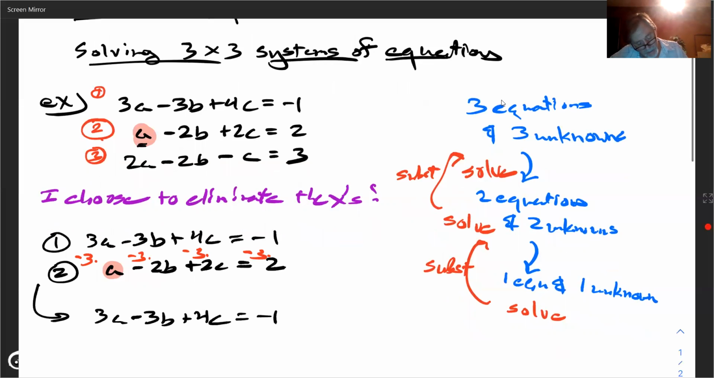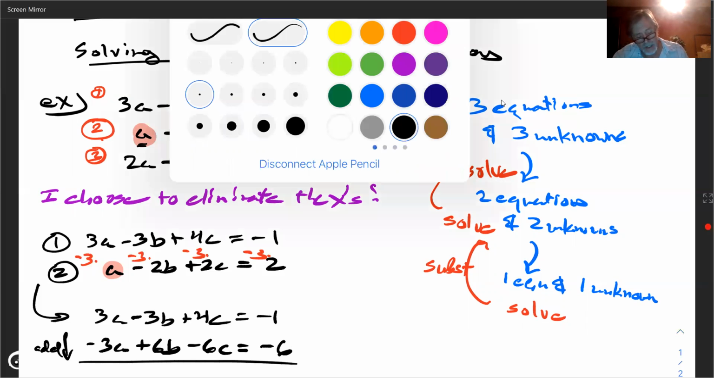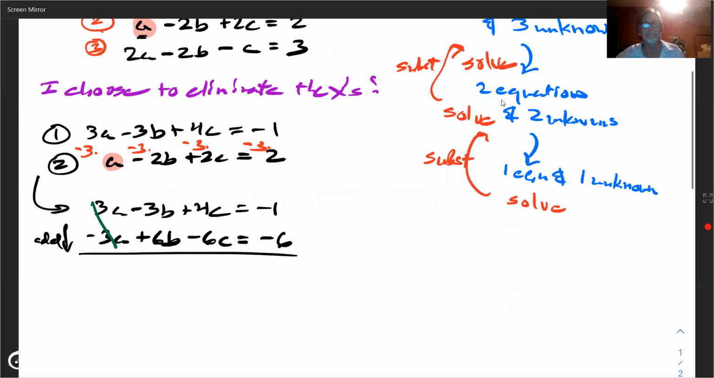And we're going to get a -3A. And look, we got a -3. Careful, careful. -3 times a -2 is a +6B. And we have a -3 times 2 is a -6C. And then we have a -3 times 2 again is a -6. Guess what? We can add. We can eliminate. We're going to do it right now. We did it so that the A's would disappear, just like that.